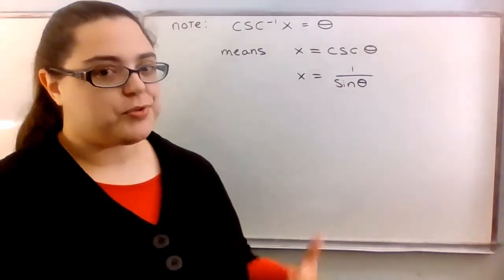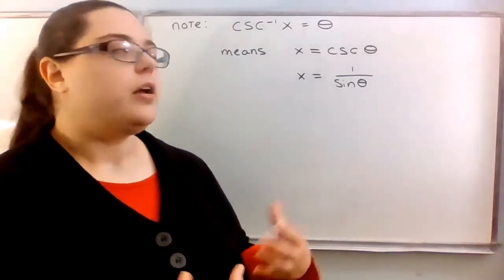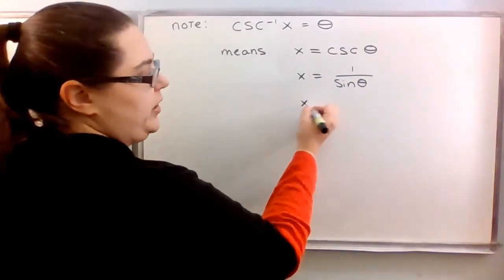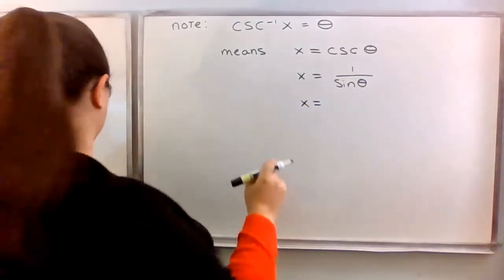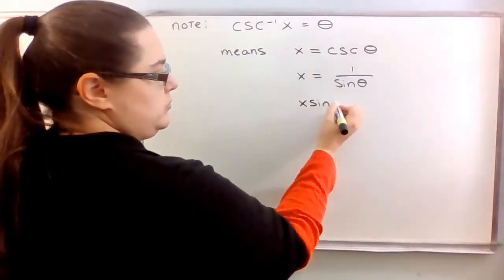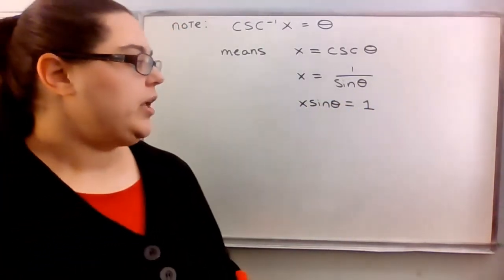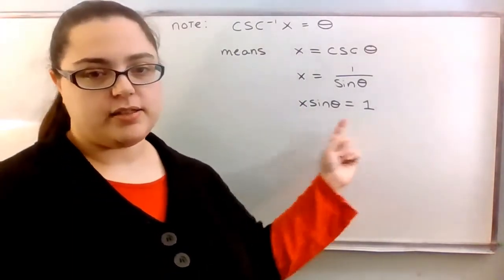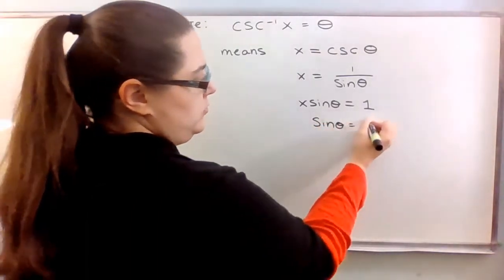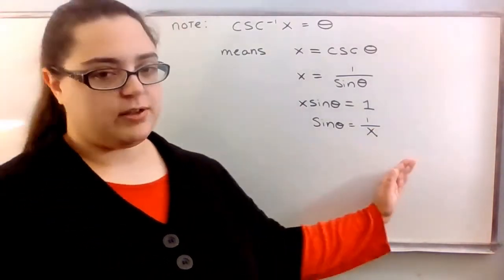And basically what we're going to do is rewrite this equation so that we have sine of theta equals something. So I can multiply both sides by sine of theta, and that will give me x times sine of theta. That's going to equal 1. And then I can divide both sides by x in order to get sine of theta on its own. So now we have that sine of theta is equal to 1 over x.